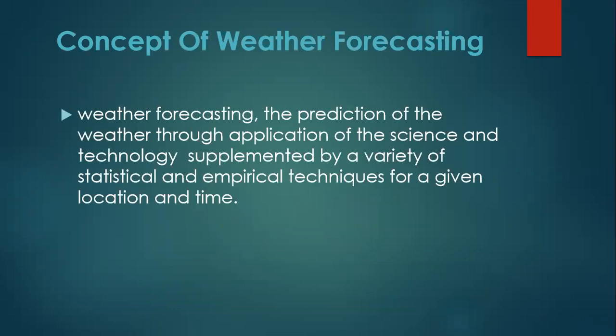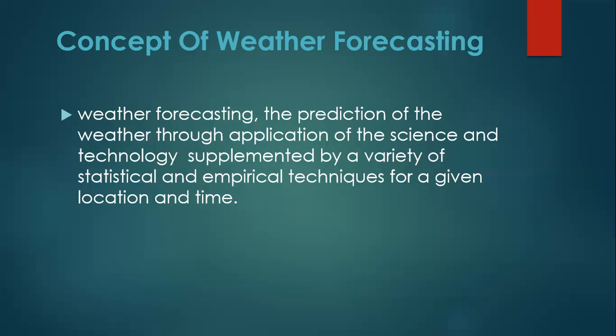Now, let's see the concept of weather forecasting. Weather forecasting is simply the prediction of the weather through application of science and technology, supplemented by a variety of statistical and empirical techniques for a given location and time. So we're trying to predict the weather through the application of various concepts related to science, such as physics, whereby these principles and the use of technology help to predict the weather. So that's simply all about weather forecasting.